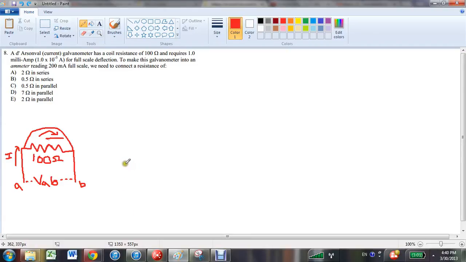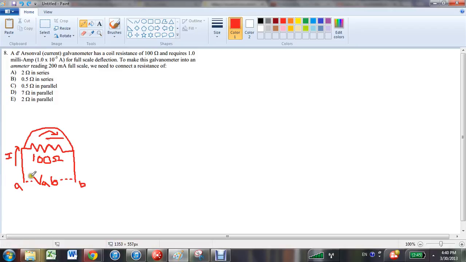Hey, so this problem says the D'Arsonval current galvanometer has a coil resistance of 100 ohms, and it gives us two different current ratings, and we have to figure out the new resistance. So below here we have a diagram of what's going on. We have a potential difference between point A and B, and we have a current running through this coil resistance of 100 ohms, and it's going to give us a reading on this scale.